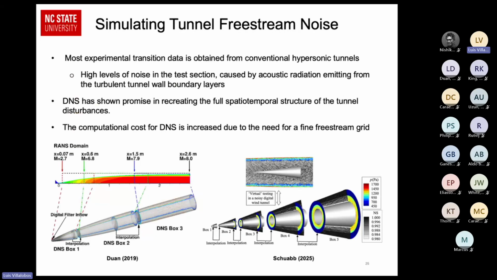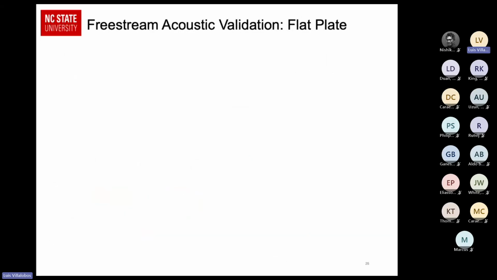Oh, I forgot to mention that the reason they're doing this is to use these DNS simulations as an inflow boundary condition for DNS of transition over cones, for example. So we would like to see if we can get a similar sort of flow field structure using large eddy simulation instead of a DNS grid.